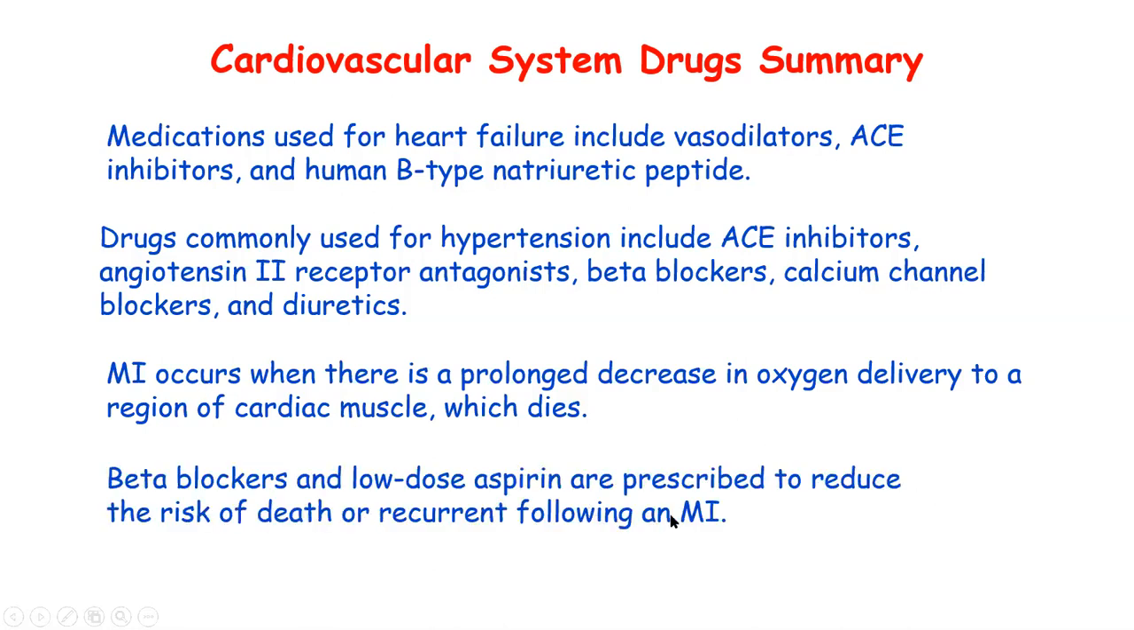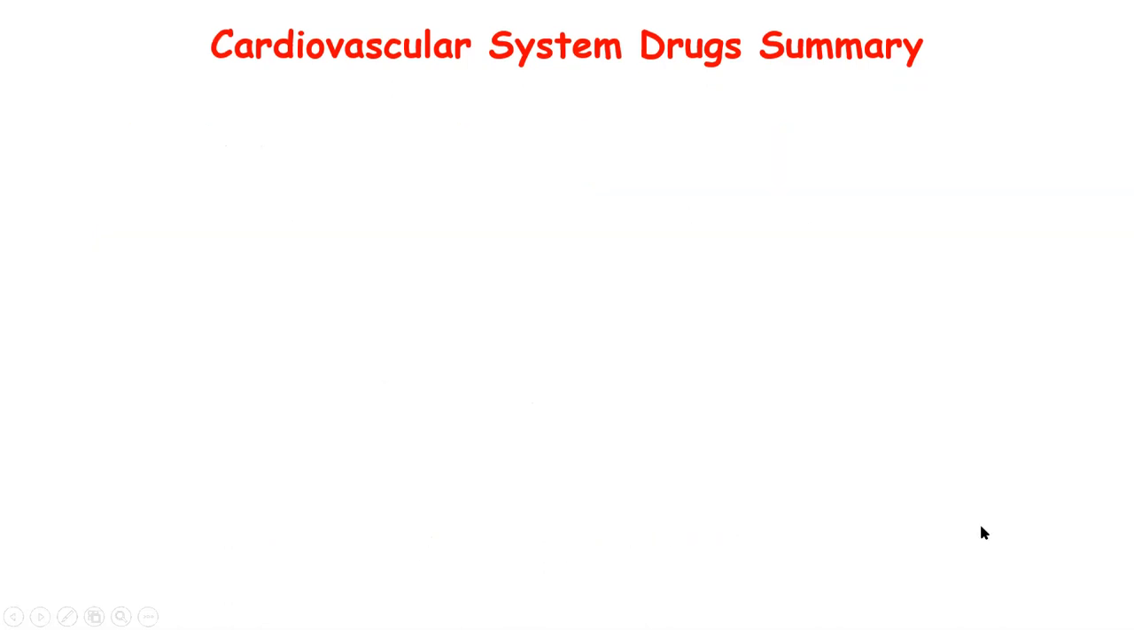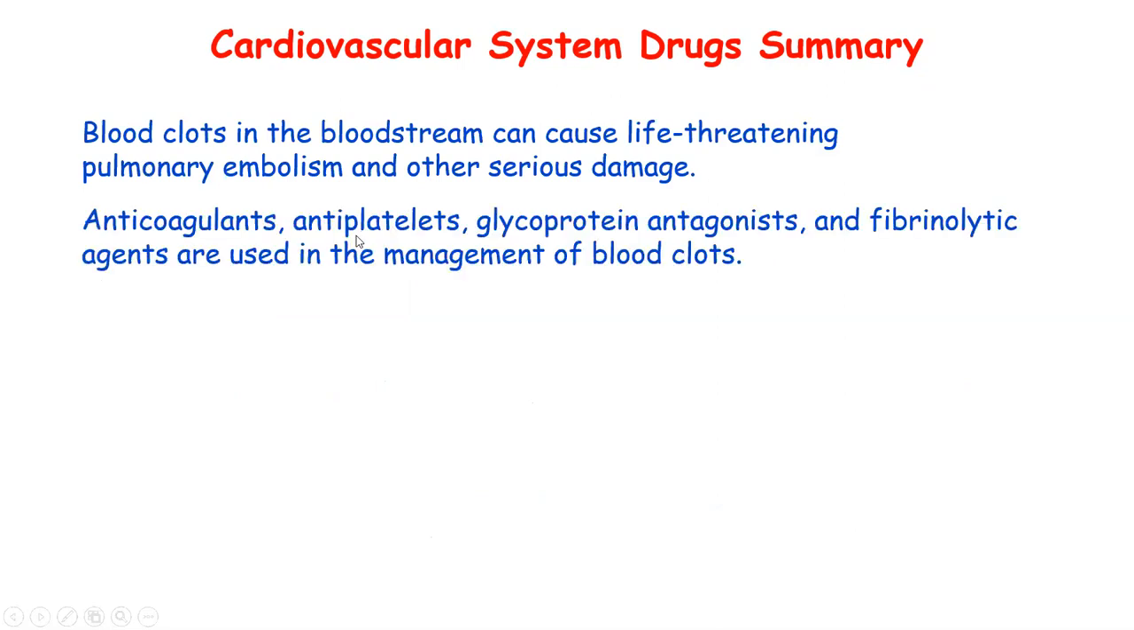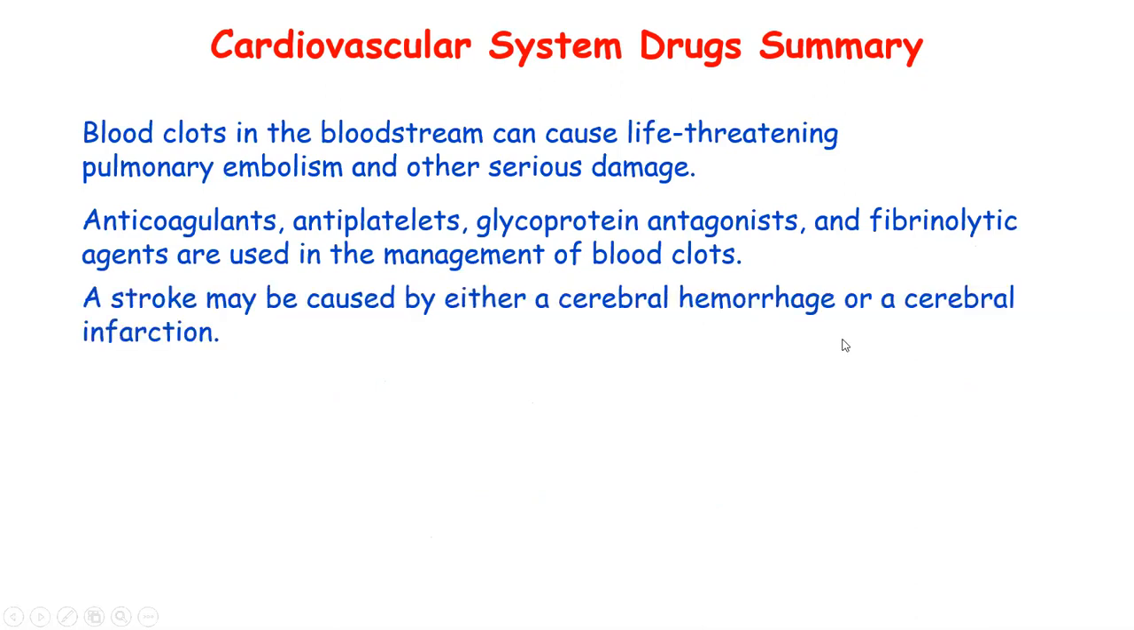Beta blockers and low-dose aspirin are prescribed to reduce the risk of death and recurrence following a myocardial infarction. Blood clots in the bloodstream can cause life-threatening pulmonary embolism and other serious damage. Anticoagulants, antiplatelets, glycoproteins, and fibrinolytic agents are used to manage blood clots.